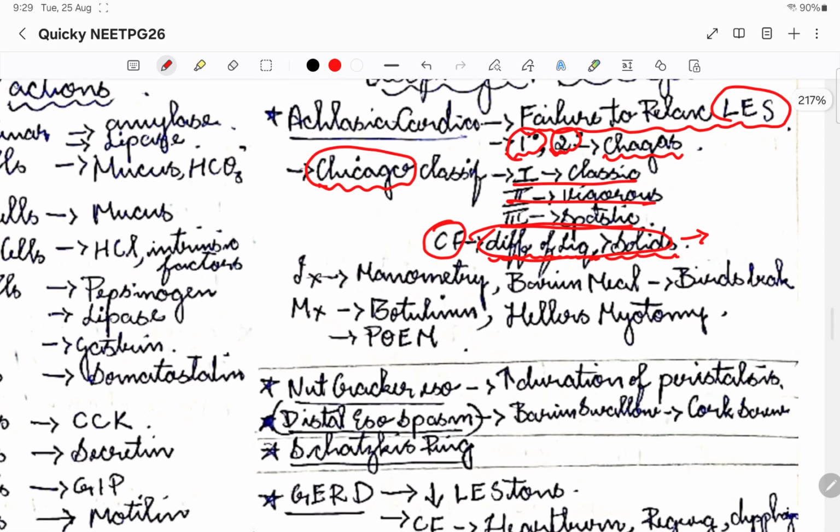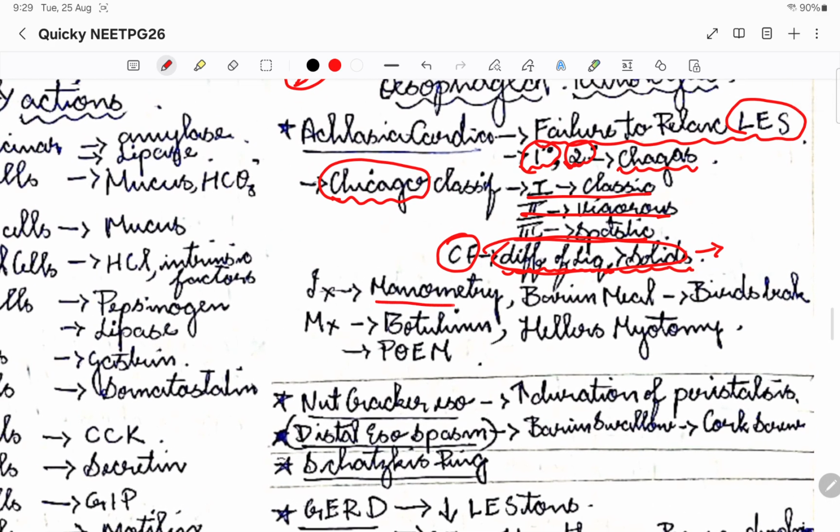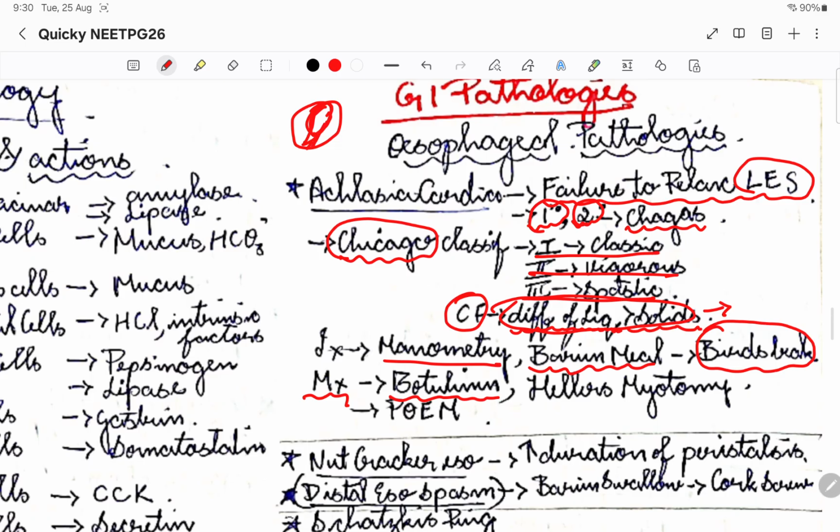Then coming to investigation, what we do is basically manometry. We will see the pressure at the lower end of the esophageal sphincter. Based on manometry only we will be treating the disease. Then we do barium meal studies, in which we will get to see the bird beak appearance. Then coming to management, it is botulinum toxin. What does botulinum toxin do? It basically blocks the acetylcholine surge, so it will be relaxing the lower esophageal end.